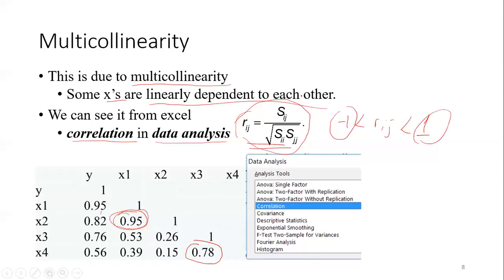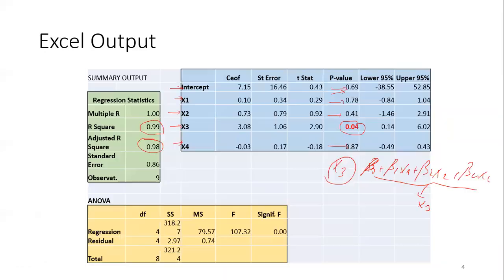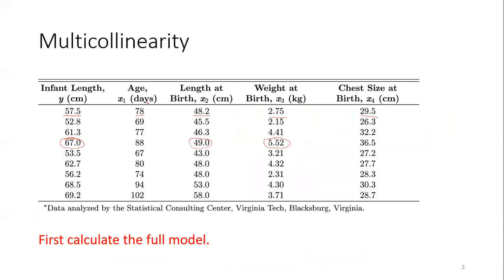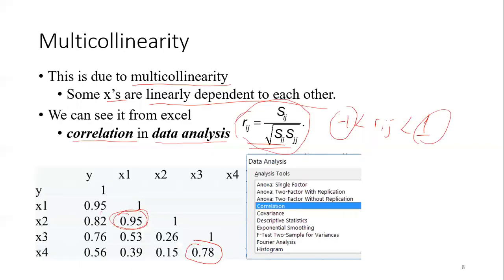So let me just go back. x1 and x2, the age of the baby and his or her length at birth, it seems that they are related. And x3 and x4, which are the weight and the chest size, they are related. Okay. So that's what we expected, right?